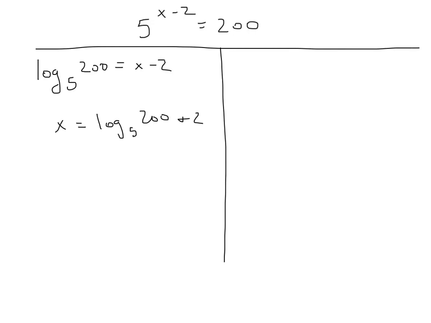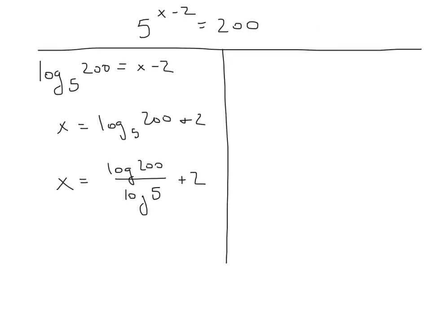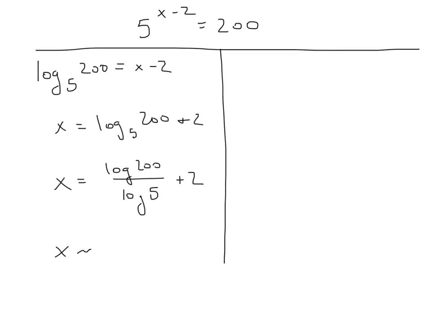But generally from here I'm going to want to go ahead and use a calculator to get an approximate value for this solution. So I would need to use my change of base formula at this point and write that x is equal to log of 200 divided by log of 5, and then add 2 to that. And when I type that into my calculator, I get that x is approximately equal to 5.292.